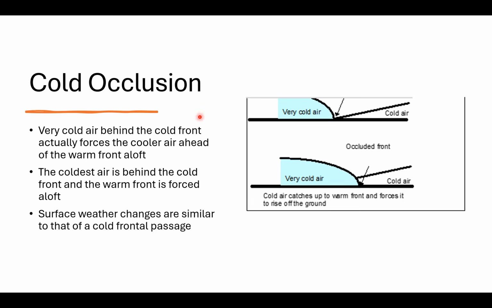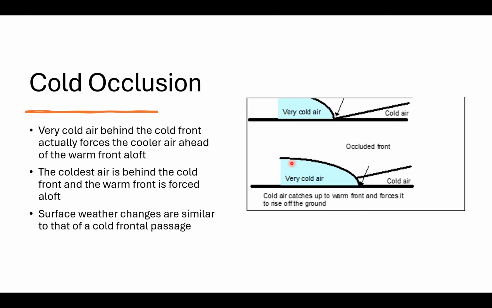So let's take a look at a cold occlusion over here on the right with the diagram. One thing I want you to notice is you have very cold air behind this cold front. You have colder air ahead of the cold front, but very cold air behind it. The cold front overtakes the warm front and lifts the warm air completely off the ground, and what remains is very cold air behind this occluded front and just cold air ahead of it. Here's another example. Cold air is very cold here behind the front, and you've got cold air, but not as cold, ahead of this.